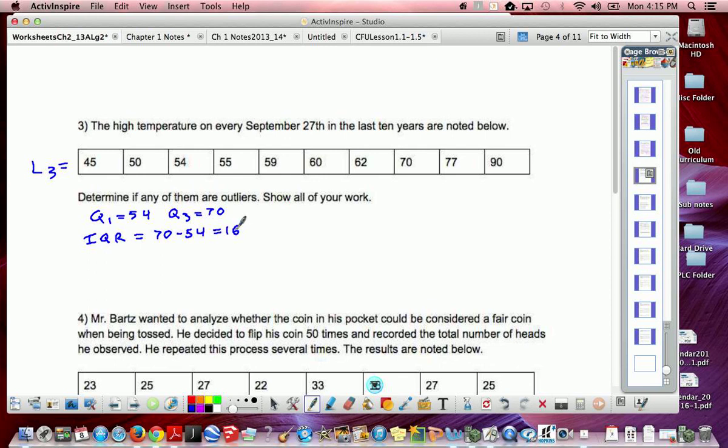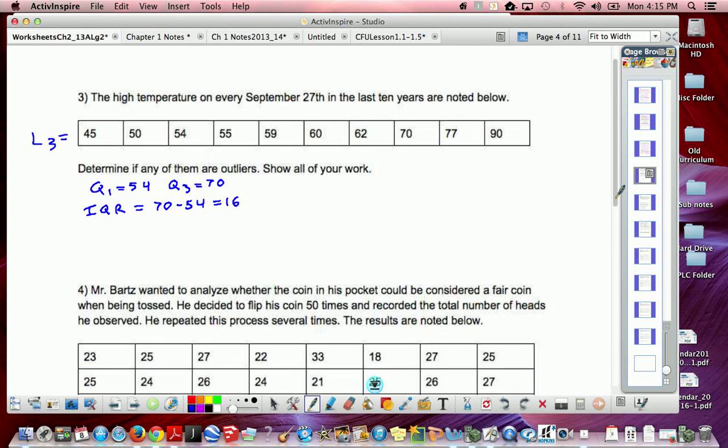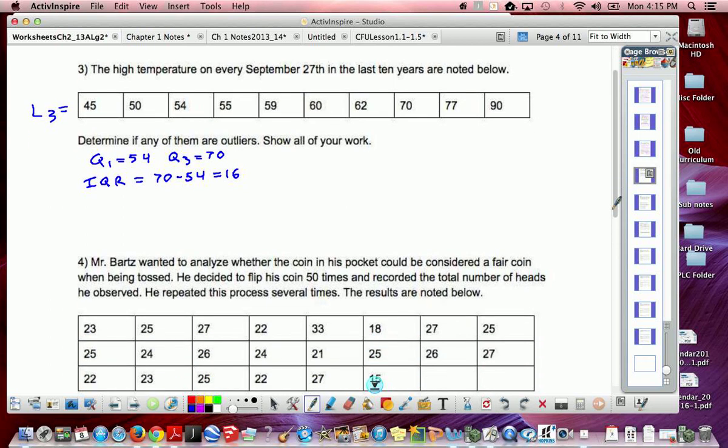Now I can use that to determine whether or not I have any outliers. Remember, outliers are greater than Q3, which is 70, plus 1.5 times the interquartile range, in this case 16. They are also less than Q1 minus 1.5 times that interquartile range. So when I calculate both of these, I'm in essence adding 24 and subtracting 24. So we're talking that this is 94 degrees and this is 30 degrees.